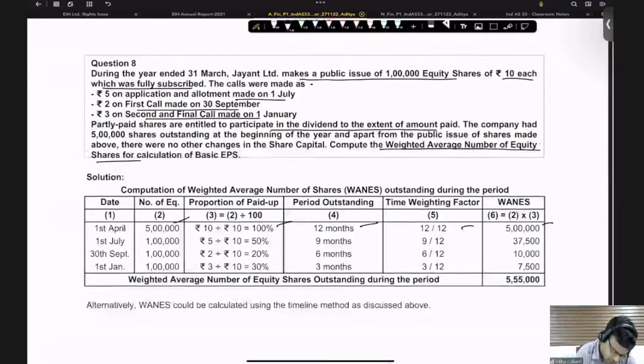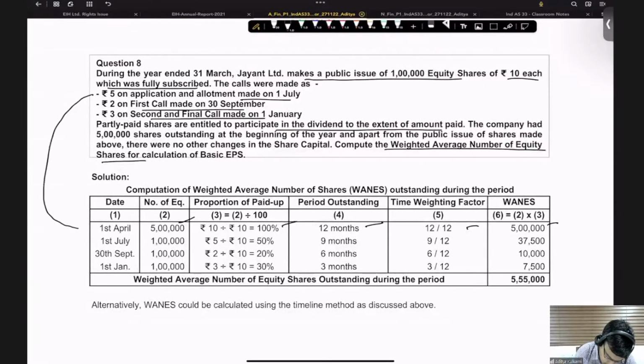On 1st July, you have issued 1 lakh shares with 5 rupees paid for the purposes of allotment. So out of 10, 5 is paid. That means only 50,000 you can consider being the equivalent number of shares. So 50,000 into 9 by 12, that gives you 37,500. Because money has come into your capital structure only as per 50,000 shares.